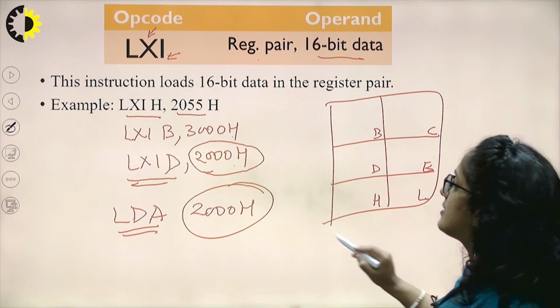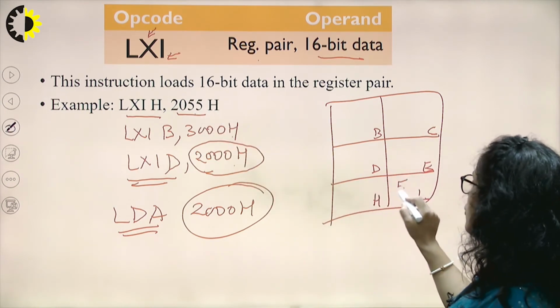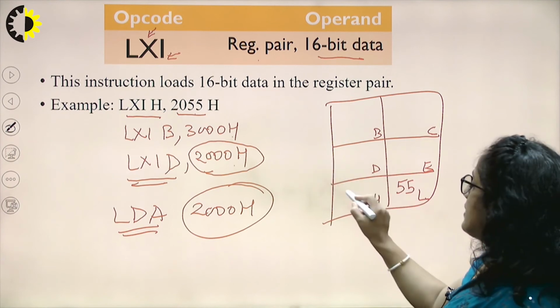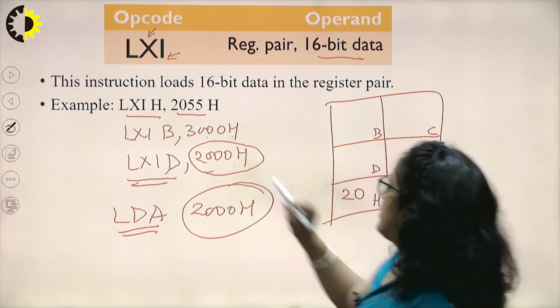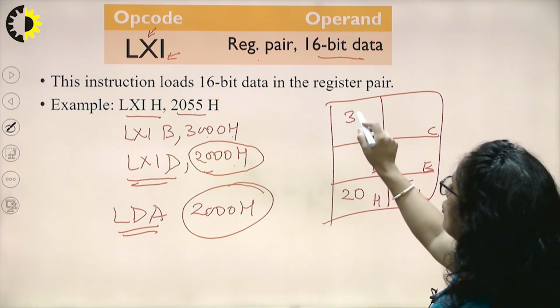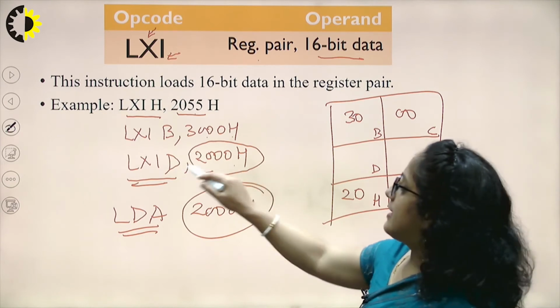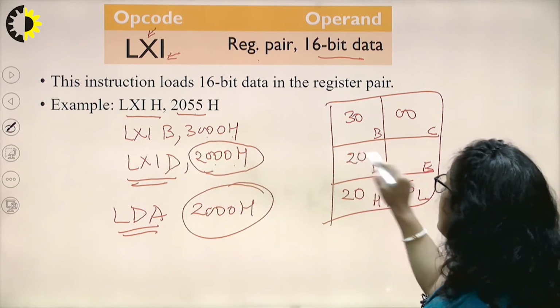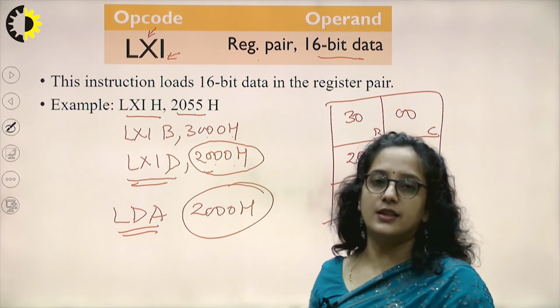Now here you can see 2055. 55 is the lower byte, so it will be stored in L. 20 is the higher byte, it will be stored in H. LXI B 3000, in this case 30 will be stored in B, 00 will be stored in C. LXI D 20 will be stored here, 00 will be stored. It is immediate data. This is immediate data.